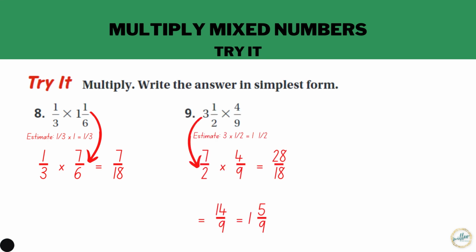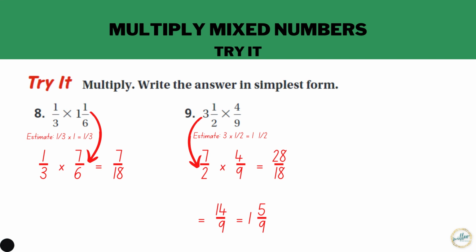Number 9, 3 1/2 times 4/9. I estimated 3 times 1/2. 3 times 1/2 is about 1 1/2, so hopefully my answer is close to that. 3 1/2 is equal to 7/2. Multiply that by 4/9 and you get 28/18. I can simplify that by dividing both the top and bottom by 2 and get 14/9. Then change it to a mixed number and get 1 5/9.